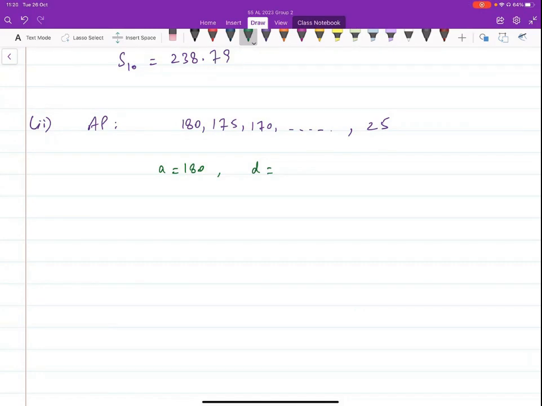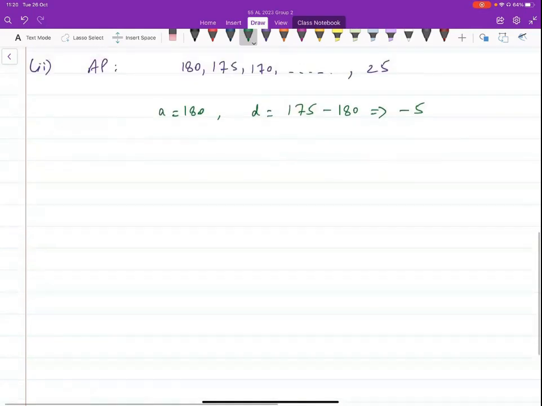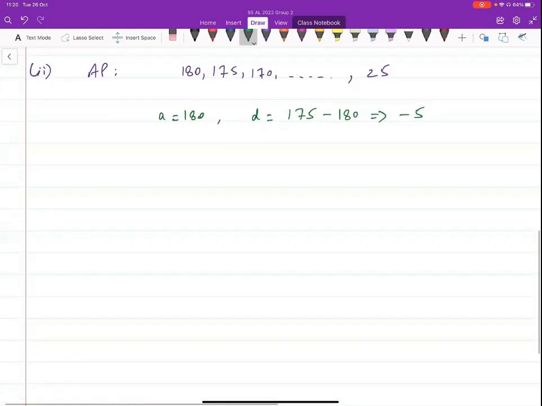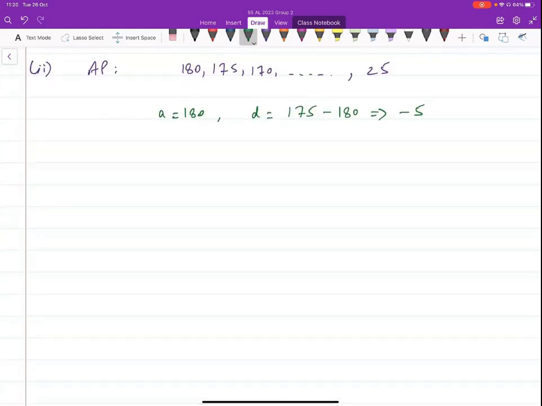Take any two consecutive terms. And then you say, for example, for the first two terms, you say 175 minus 180, and that gives you -5. Okay? So this is a very common mistake. Be careful. Next term minus previous term. Okay? So you have the difference and you have the first term.